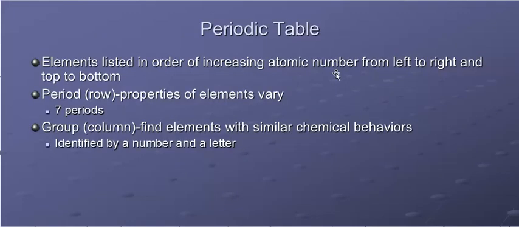So on the periodic table, I've already mentioned elements are listed in order of increasing atomic number. There are 7 periods, 7 rows on the periodic table, and properties of elements vary as you go from left to right. Groups are columns, and you will find elements with similar chemical behaviors in a column. For example, if you're in column 1A, lithium, sodium, potassium, they have similar chemical behaviors.